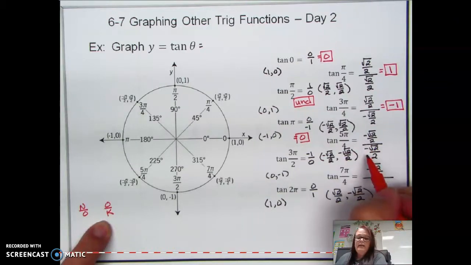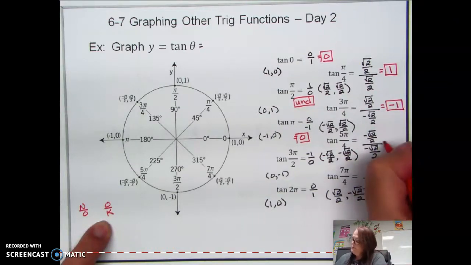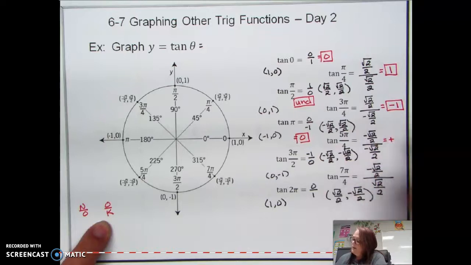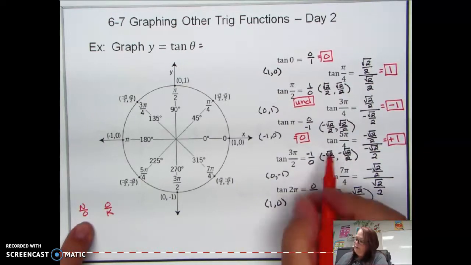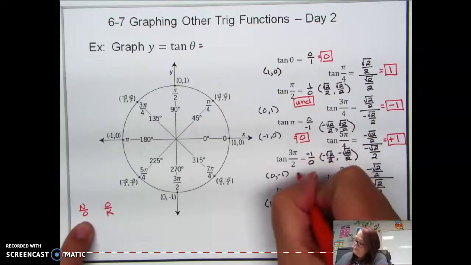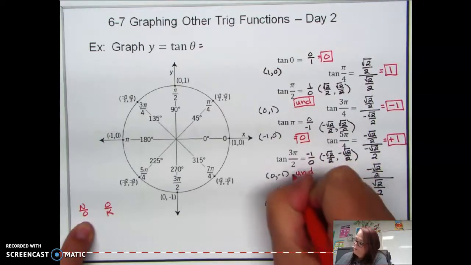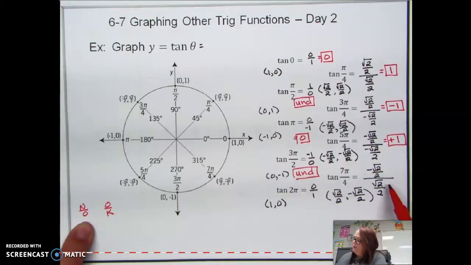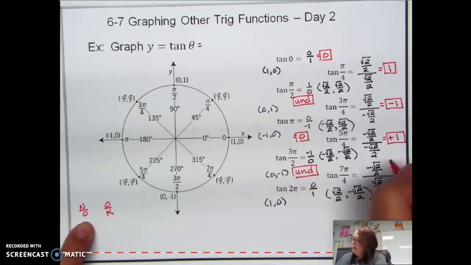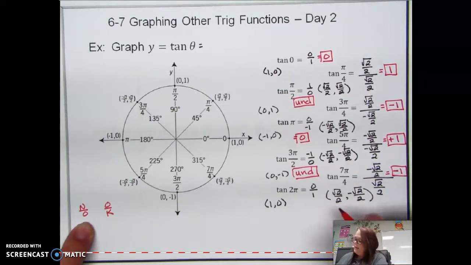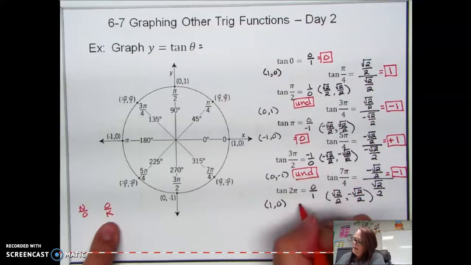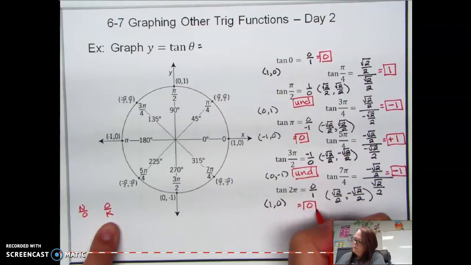Over here, a negative divided by a negative is a positive, and a number divided by itself is 1. Over here, negative 1 over 0 is undefined. That's a no. And then over here, I have a negative divided by a positive, so that's going to be a negative, and the number divided into itself is just 1. And then over here, we get an okay, and so that's going to be 0.